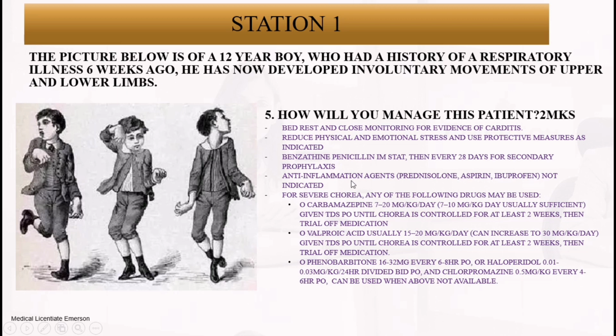So what do you use for severe chorea? So for severe chorea, you can use any of the following drugs. So you can use carbamazepine.